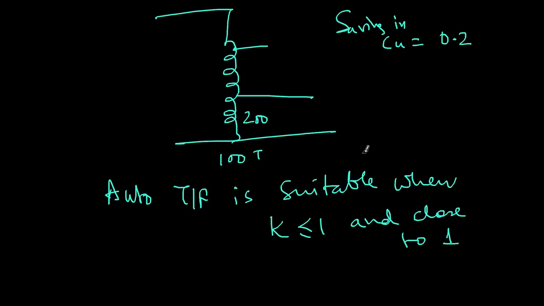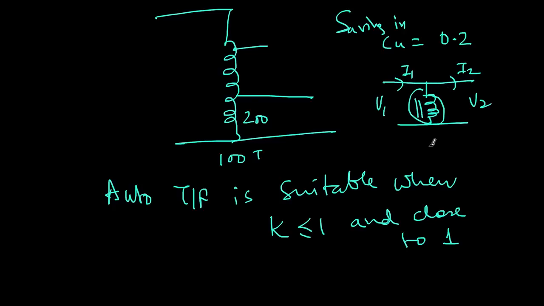Let's discuss the trivial situation where K equal to 1. That means what you are doing is just having a coil and a core in between, and then here you apply V1 and V2, and here I1 will flow and here I2 will flow. So if you ignore the magnetizing component of current I0, then no current is flowing like this. So therefore there is no need for setting up a transformer.